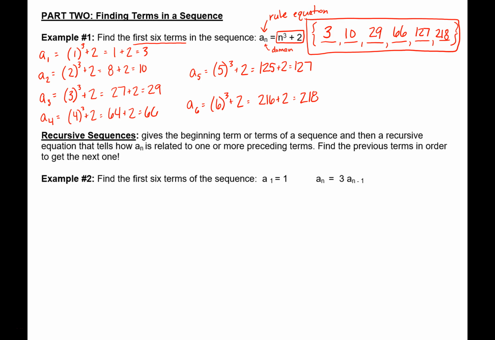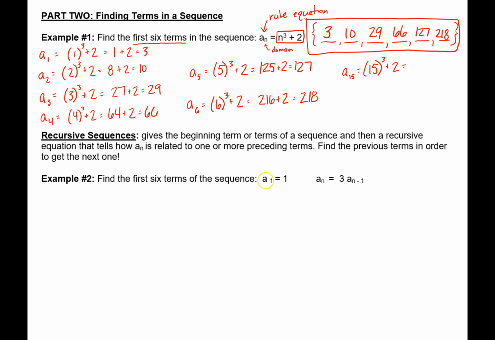Okay, so the first kind of sequence that we're going to talk about is called a recursive sequence. What this means is that you have to use the previous number in the sequence to find the next number in the sequence. So in the example that we just did, it was not recursive, because if I wanted to find the 15th number in the sequence, I would just plug that 15 into the rule and then simplify to whatever that great big number is. With recursive sequences, you can't jump around like that. So let's look at the notation here.